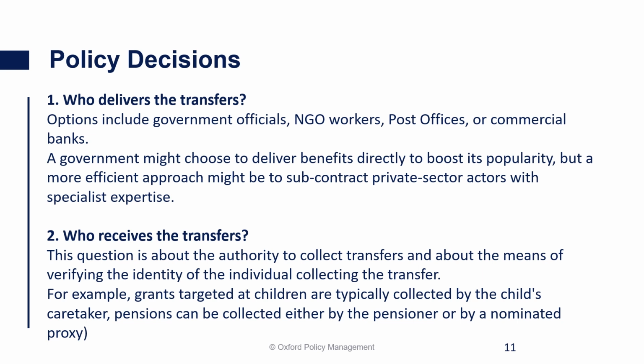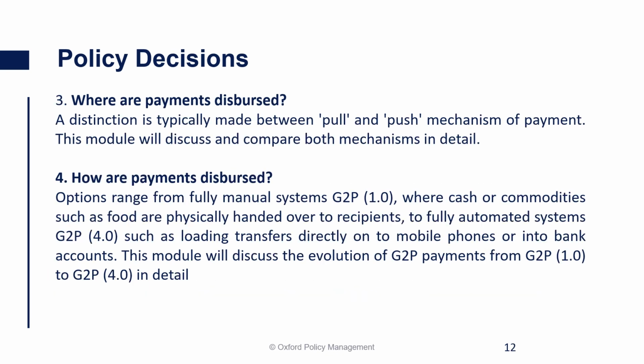The second important question is who receives the transfer? And this is not a question about targeting, but about the authority to collect transfers. For example, grants targeted at children are typically collected by a child caretaker. Pensions can be collected either by the pensioner or by a nominated proxy. Transitioning to the next critical question, where are payments disbursed? A distinction is typically made between pull and push mechanisms of payment, and in this module we will discuss and compare both mechanisms in detail and at length.